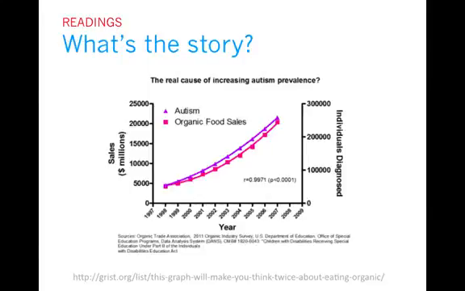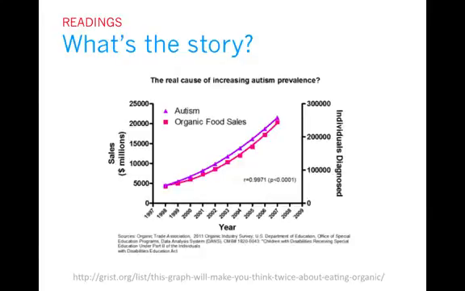So here's a very nice example, right? The way we read this graph: on the x-axis you have the year, so it seems like this is time series data. On the y-axis on the left, you have the sales of organic food, in $1 million. And on the right-hand y-axis, you have the number of individuals diagnosed with autism. And this is really compelling because these two curves seem to almost overlap. I mean, they exhibit a very close similarity, right?